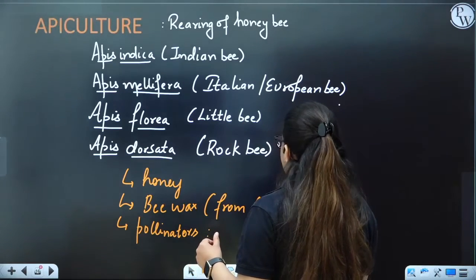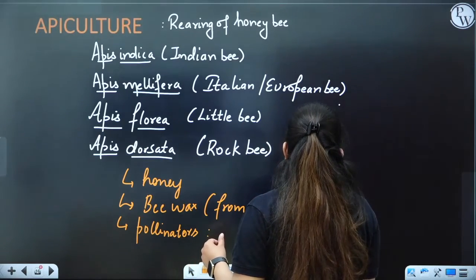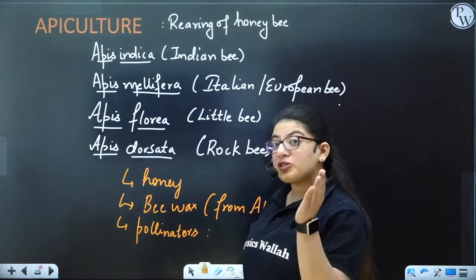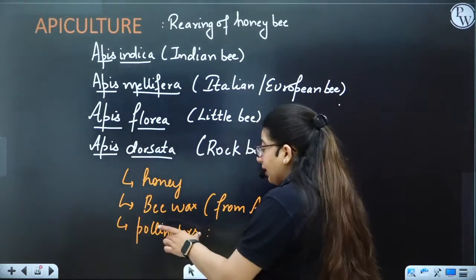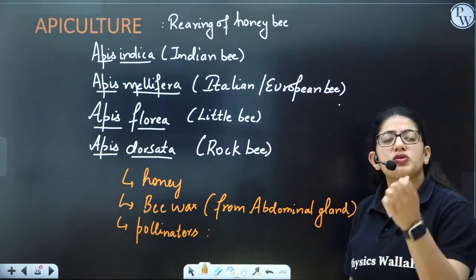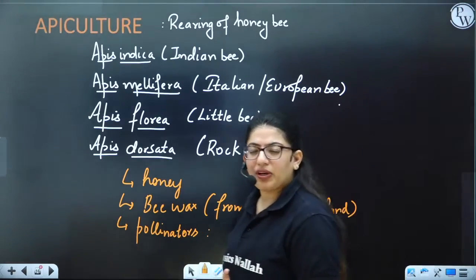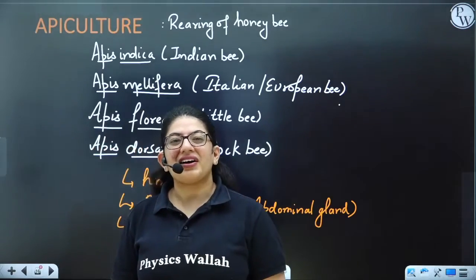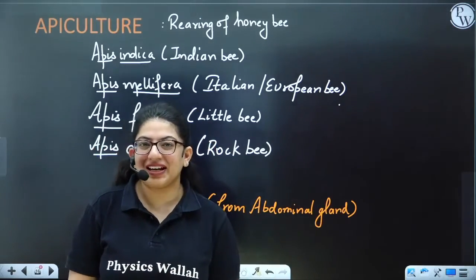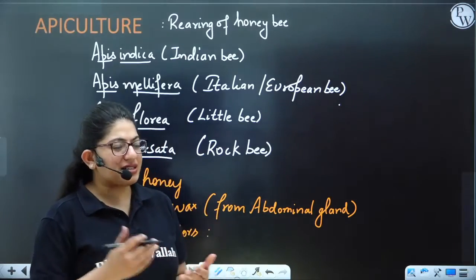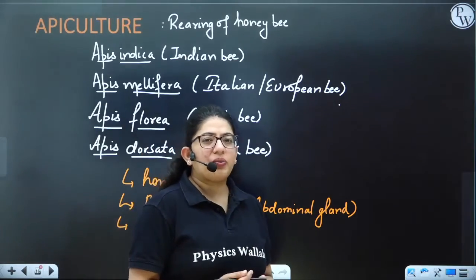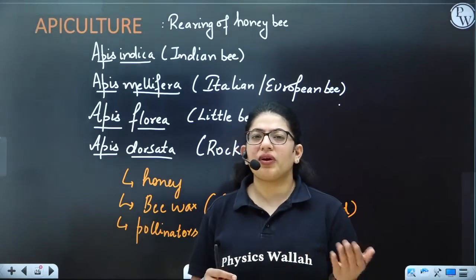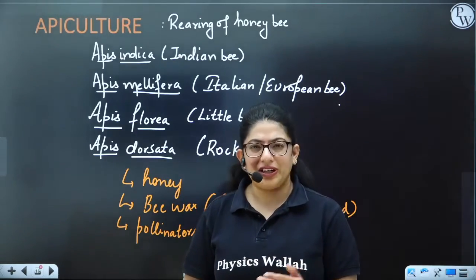The honey is not a true product. Why? Because it is not formed from its body part, whereas bee wax is formed from its body part, that's a gland. And they are good pollinators because when they go to the flowers for collecting nectar, for producing honey, they also collect certain pollen with it. When they sit on one flower after another, they transfer the pollen from one flower to another, and this is pollination.